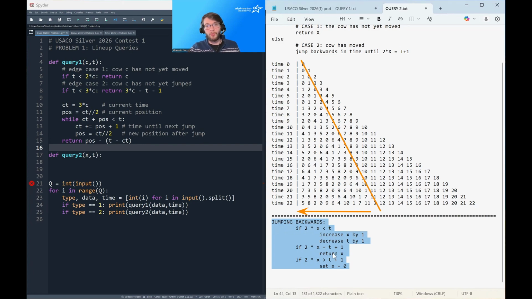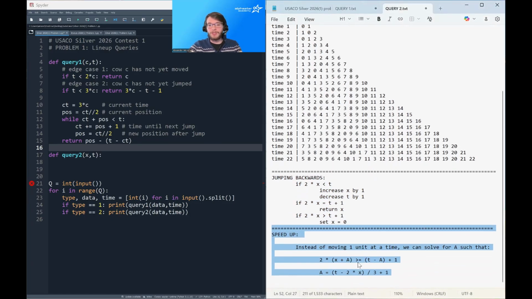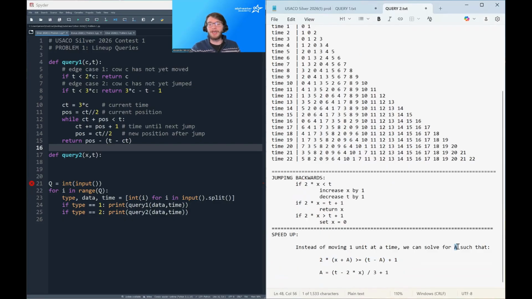We don't want to do this 1 step at a time, just like in the previous query, because that's going to be too slow. So one way we can speed this up is again by applying math. The math that we want to do is solve this equation. We want to find how many steps A it takes until we are past the orange line, so exactly on the orange line or somewhere to the right. And if you solve for the minimum value of A that satisfies this equation, you end up with this formula.